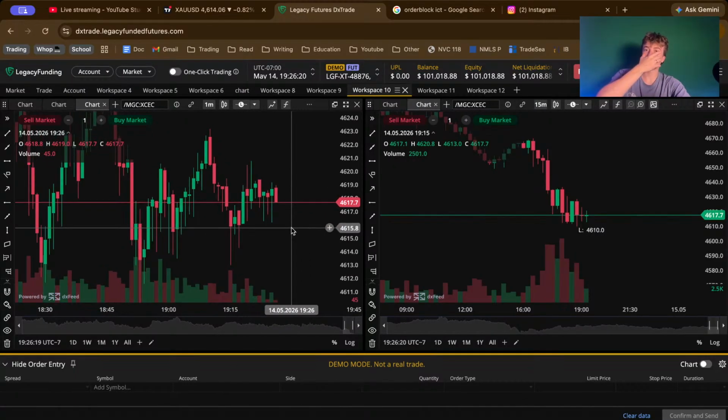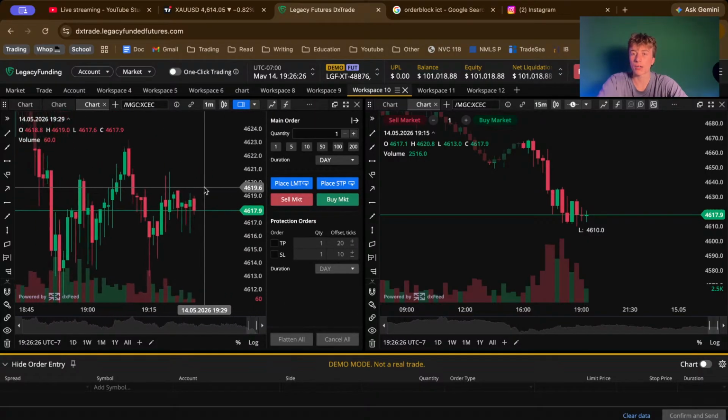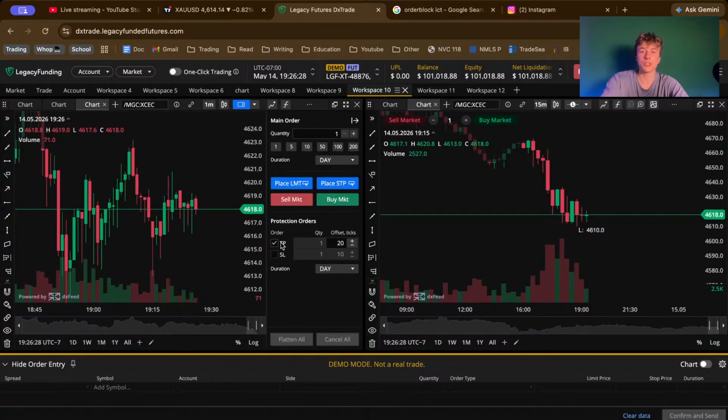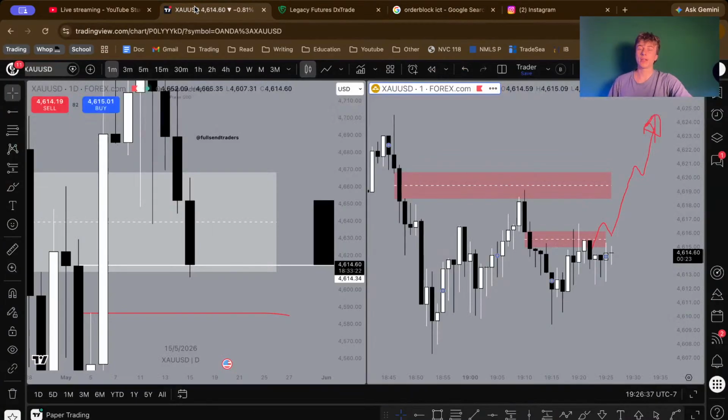And for everybody that's going to be trading, click this little L. You'll have a drop down menu. Click trade bar. This is how we're going to actually place the position. I typically do 100 tick TP with a 40 tick stop loss, and I use 5 micros. That's our risk management that we use on Asia session.